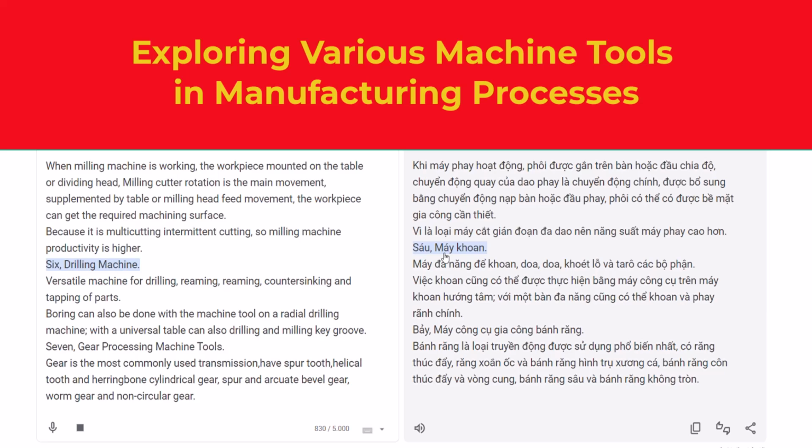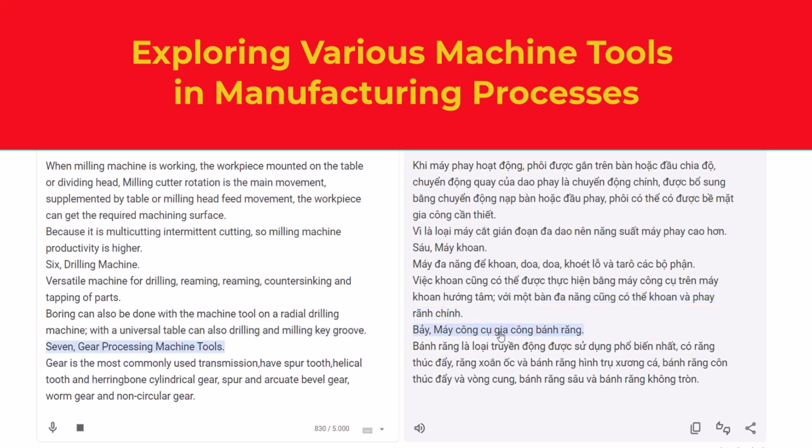Sixth, drilling machine. A versatile machine for drilling, reaming, countersinking and tapping of parts. Boring can also be done with the machine tool on a radial drilling machine. With a universal table it can also drill and mill key grooves.